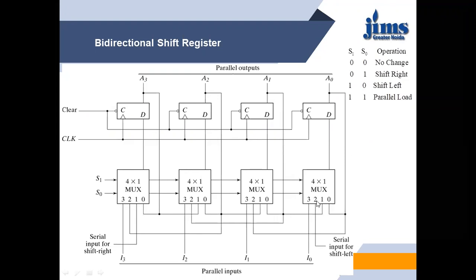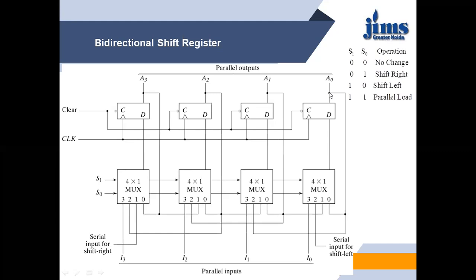Again, now suppose the select lines are 1, 0. Whenever it is 1, 0, input number 2 of the mux is connected directly to the D flip-flop. With input 2 of the mux, we have the serial input for the shift left. Now let us see what happens. Input 2 is connected to the D flip-flop, and whenever the active clock is given, the data is at the output A0. This A0 is now connected to the next mux and goes to A1.